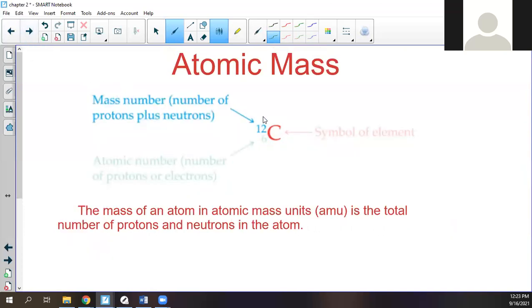Okay, the mass number is the bigger of the 2 values. The mass of an atom in atomic mass units is the total number of protons and neutrons in the atom, where we ignore the 0.0073 and 0.0084. We just treat them as ones.